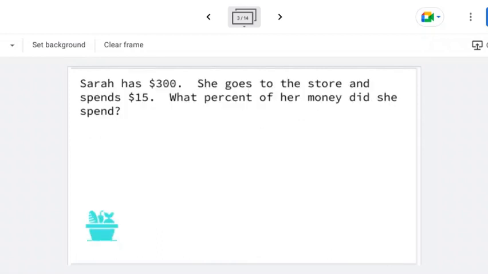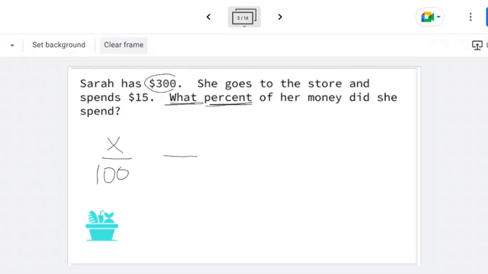On your whiteboards, again, draw your 2 lines. It says Sarah has $300. She goes to the store and spends 15. What percent of her money did she spend? So our what is by our percent, so we don't know our percent, so we put our X there. And then we have 100 on the bottom, because percent's always out of 100.